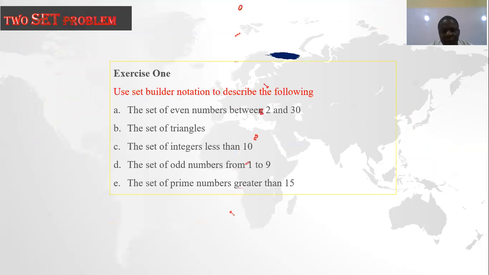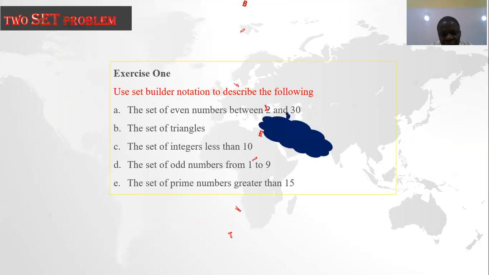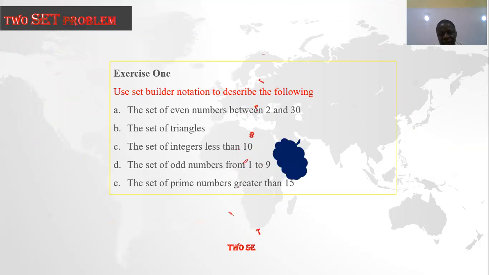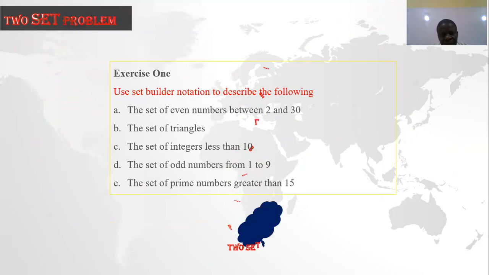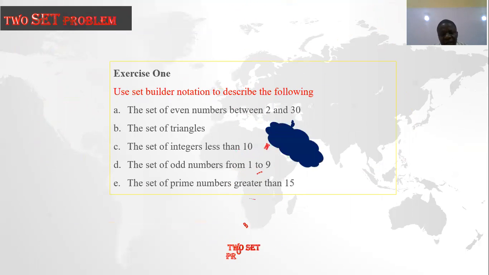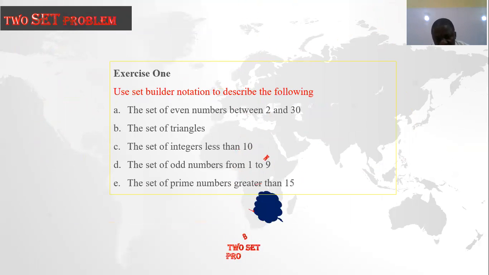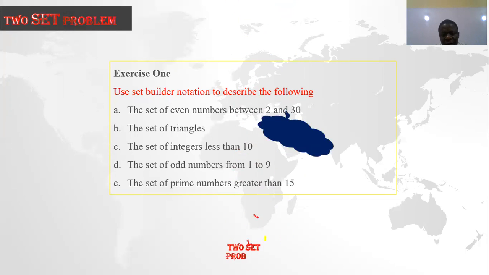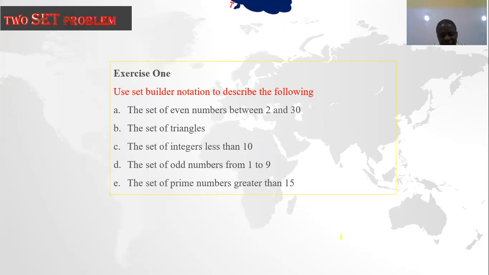Exercise 1. I want to see if you can also write set builder notation for the following sets. I have A, the set of even numbers between 2 and 30, B, the set of triangles, C, the set of integers less than 10, D, the set of odd numbers from 1 to 9, and E, the set of prime numbers greater than 15. At this point, kindly pause the video and try this exercise. When you finish, then you can continue and play the video.